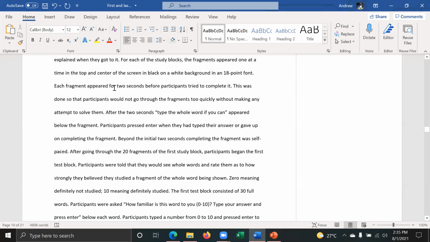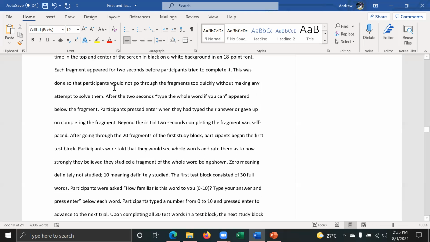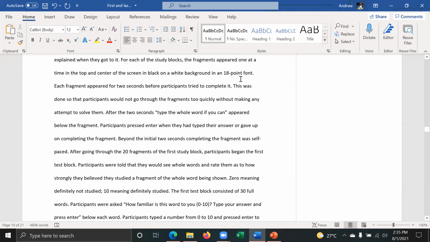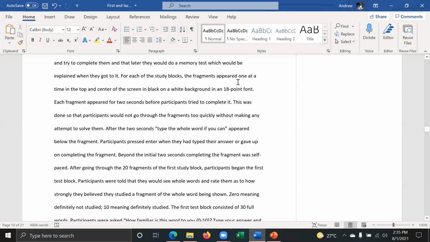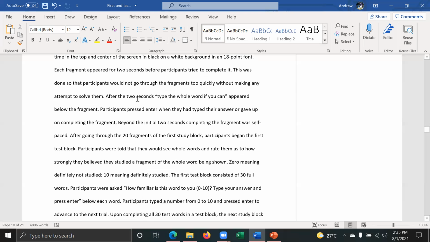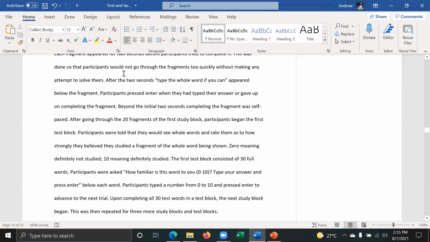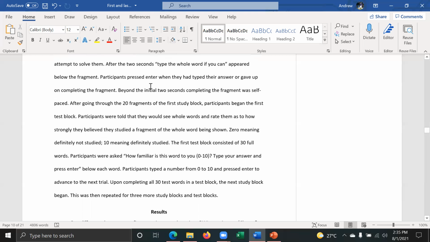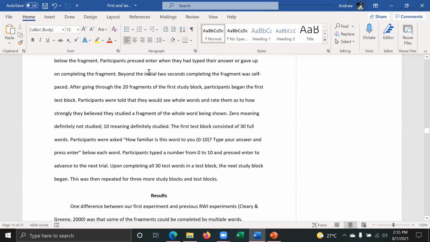Fragments appeared one at a time in the top and center of the screen in black on a white background in an 18-point font. This is kind of what I mean here again. Does it really matter what size font it was or whether it appeared in the top or the center of the screen? I mean, maybe, maybe not, but when in doubt, just include it. It's not going to hurt. How long were things studied for? Again, more instructions. I'll post this. You can have a look through yourself.